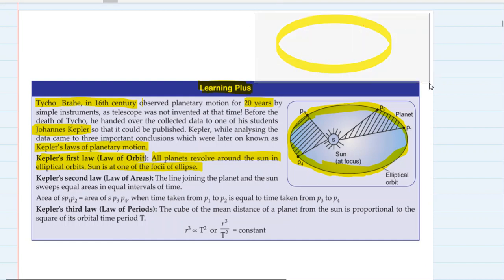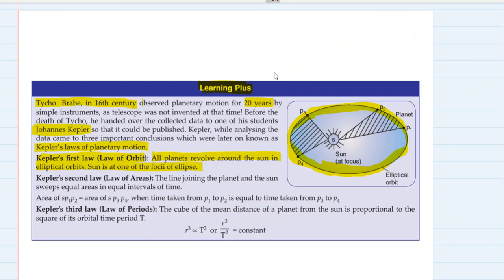Let me draw a proper ellipse. This is an ellipse which I'm talking about. And every ellipse has got two centers, one over here approximately and one over here. These are the foci of the ellipse, and a single center is a focus; when there are two, they are known as foci. So how many foci does an ellipse have? Two. The sun is located at either this focus or at this focus.